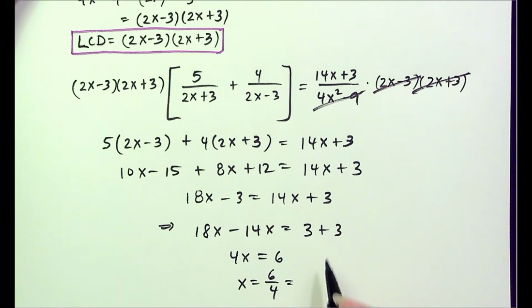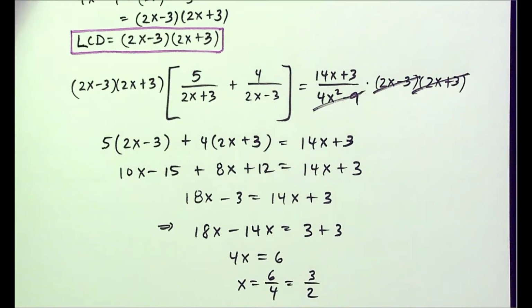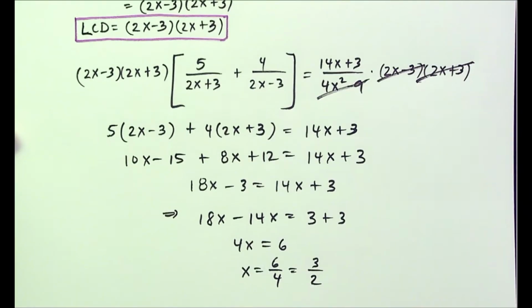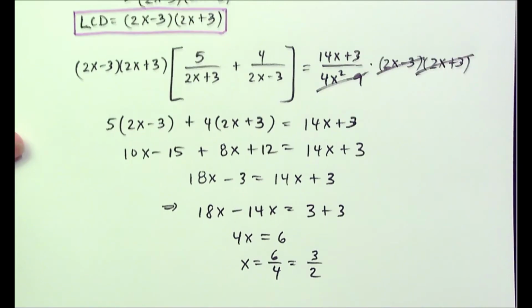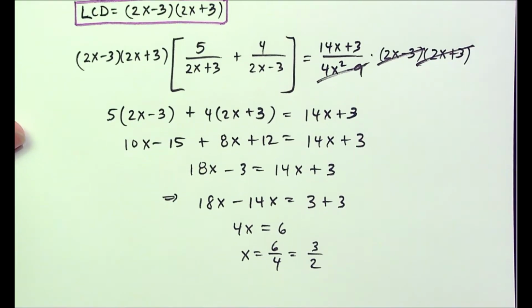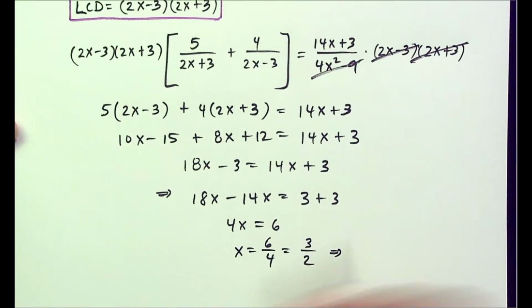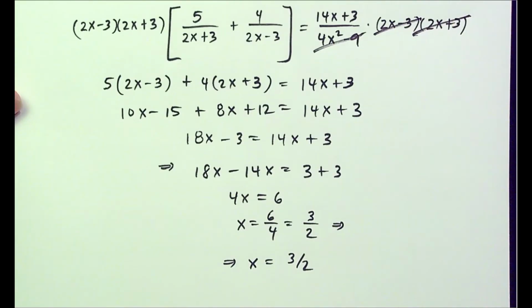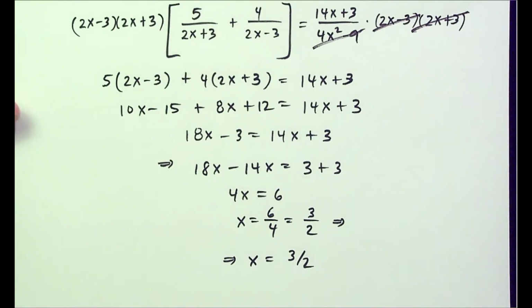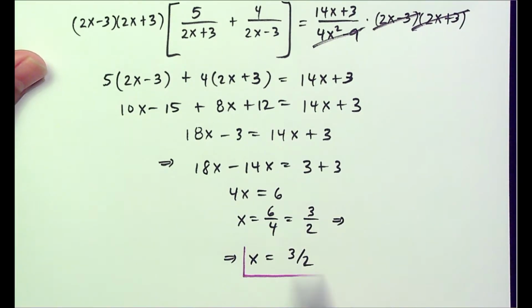What is 6 over 4? 6 over 4 is 3 halves. Dividing by 2 top and bottom. So that means, let me write it down here, that x equals 3 halves. Okay, so we got that x equals 3 halves.